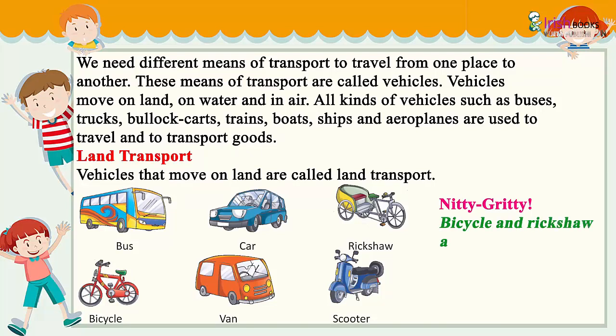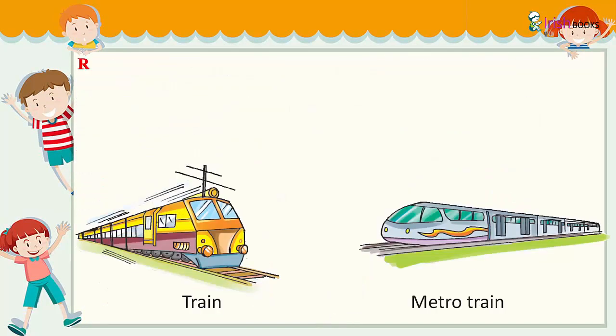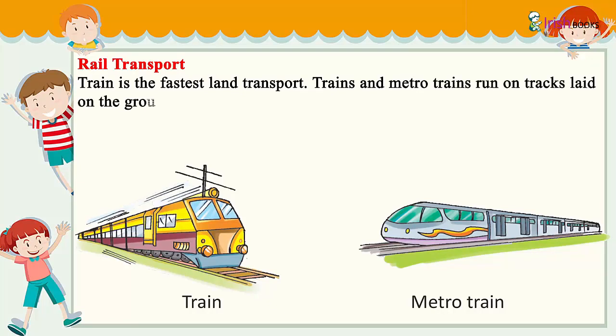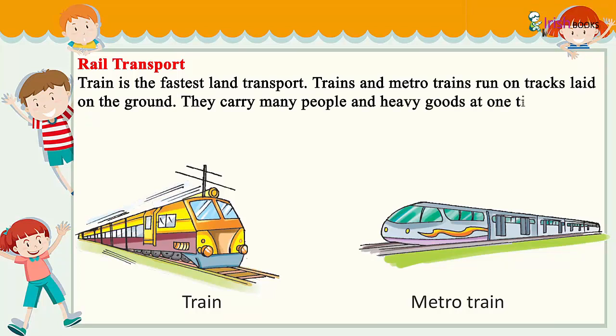Land transport. Vehicles that move on land are called land transport. Bus, car, rickshaw, bicycle, van, scooter. Nitty-gritty. Bicycle and rickshaw are mostly run by manpower. Rail transport. Train is the fastest land transport. Trains and metro trains run on tracks laid on the ground. They carry many people and heavy goods at one time. All these vehicles run on wheels.